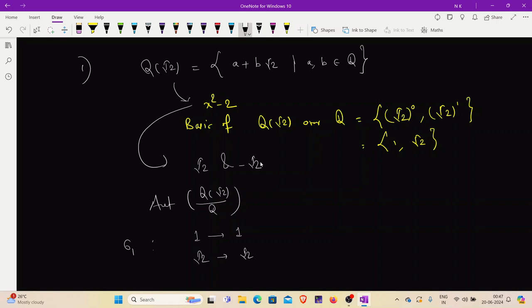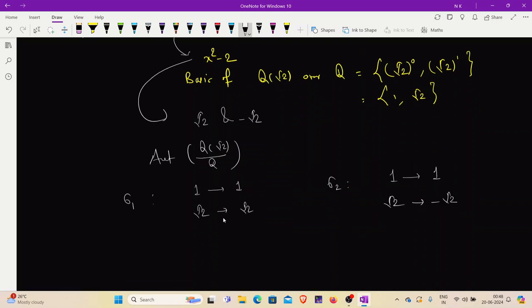And I'm talking about a basis of Q(√2). So if I find out the image of the basis, then I can find out the image of any element, right? And further, in the second map sigma 2, 1 maps to 1 as Q is fixed, and I will take √2 maps to minus √2. So these are two automorphisms of Q(√2) which fix Q.